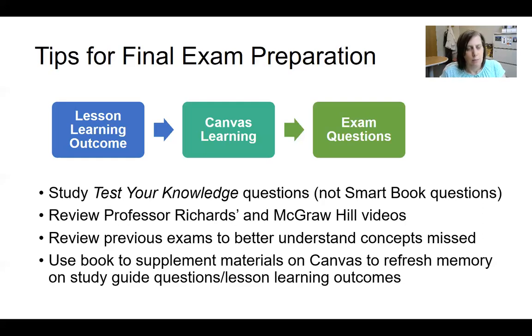And with that, hopefully that gives you a few tools for thinking about how you might approach studying for the final. If you do have specific questions or want more clarification, I'm happy to answer any emails you might send me, or you're welcome to reach out to the TAs as well.